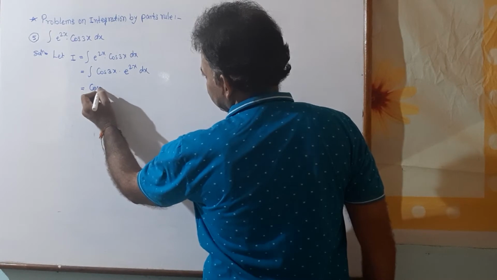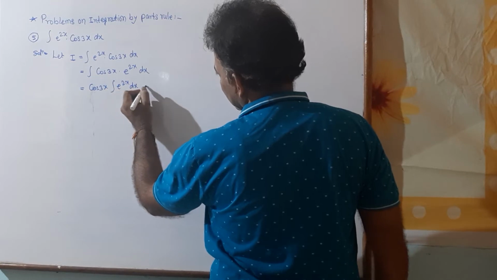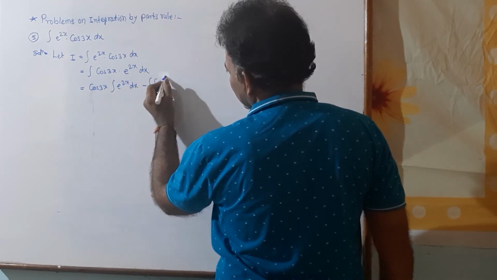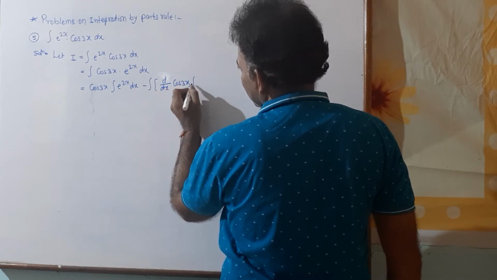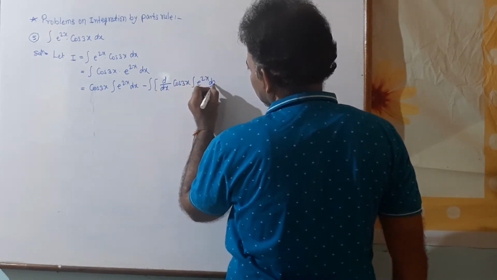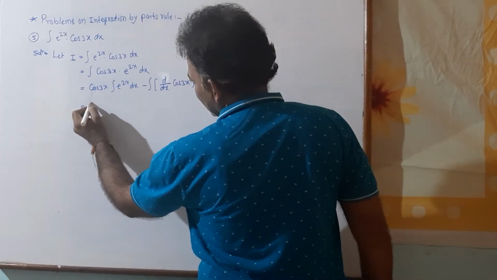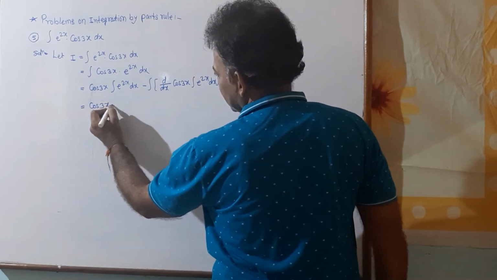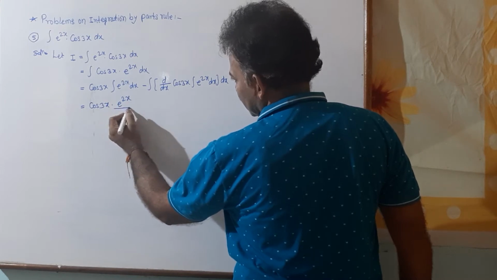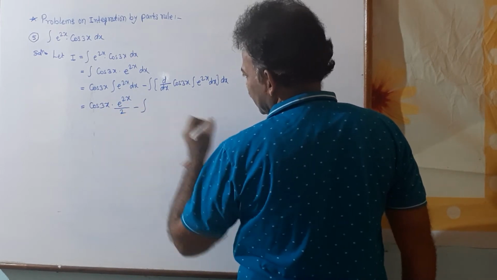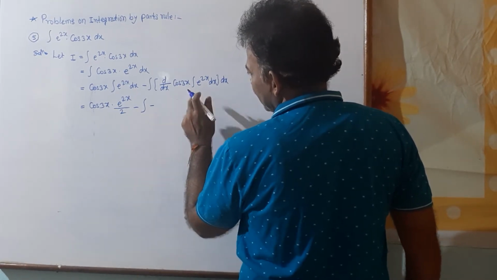First function same, cos 3x, integration of second function dx, minus integration of derivative of first function, cos 3x, integration of second function dx, outside bracket dx. Simplify this. Cos 3x as it is, integration of e to the power 2x same, we divide by the coefficient of x, that is 2, minus integration, derivative of cos 3x, minus sin 3x into derivative of 3x, that is 3.